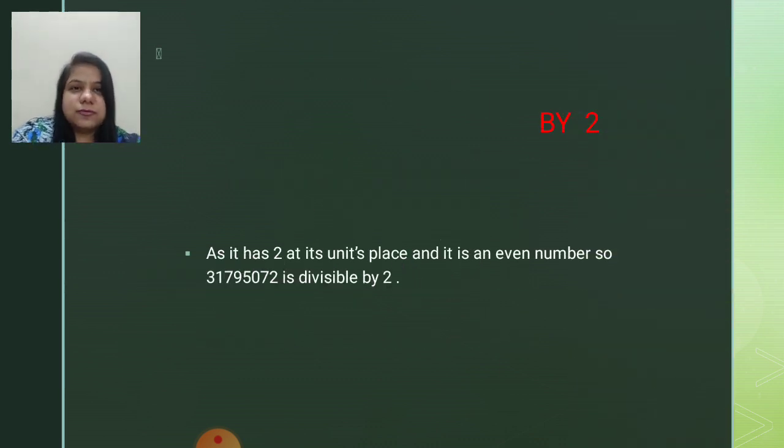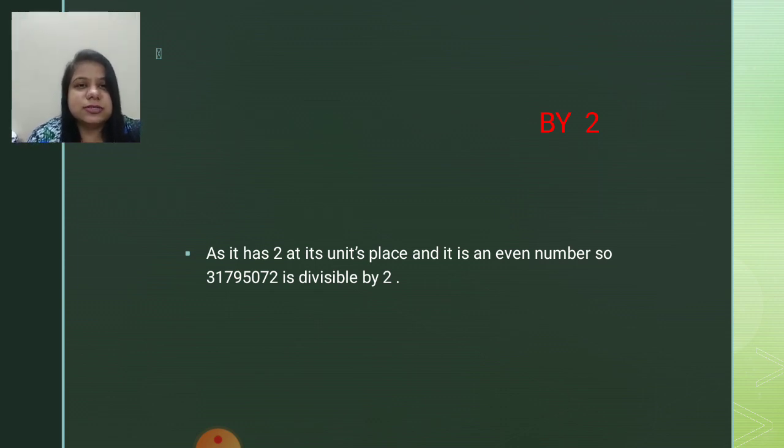As we have done earlier also, to check divisibility by 2, the unit place or ones place of the number should be 0, 2, 4, 6 or 8. So now in our given number, the unit place of the number is 2. So our given number is divisible by 2.